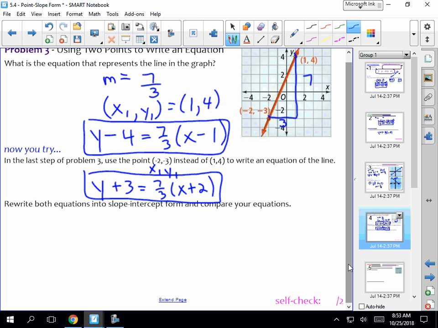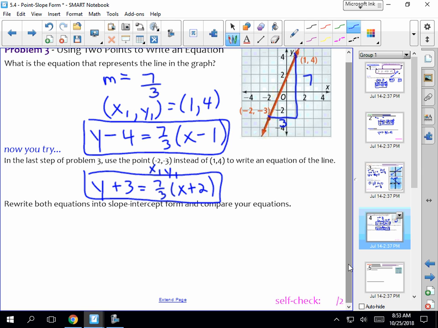Even though they have a different x1, y1, they're the same line. I can prove that to you by changing both of them to slope-intercept form, which is why typically, on any standardized test, they're going to ask you to change it to slope-intercept form, because regardless of which point you use or which method you use, we would all end up with the same slope-intercept form of the line.